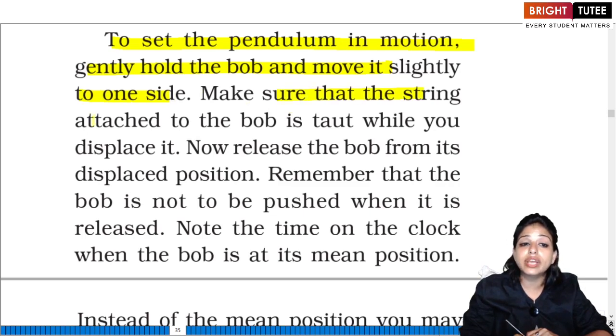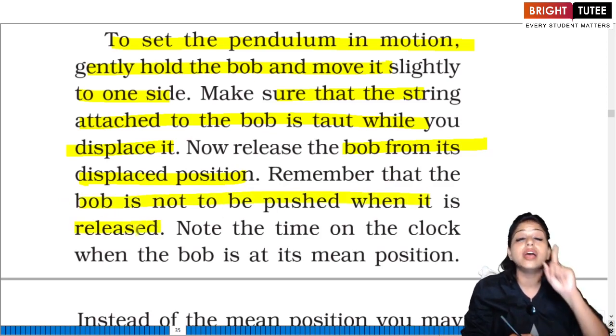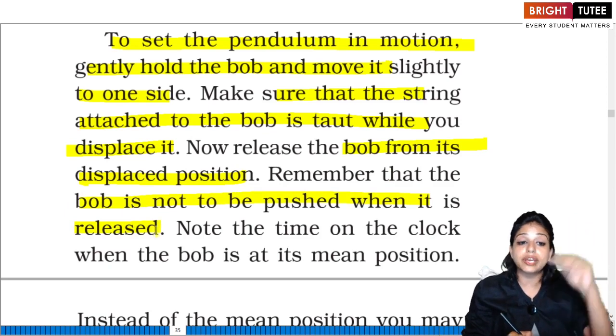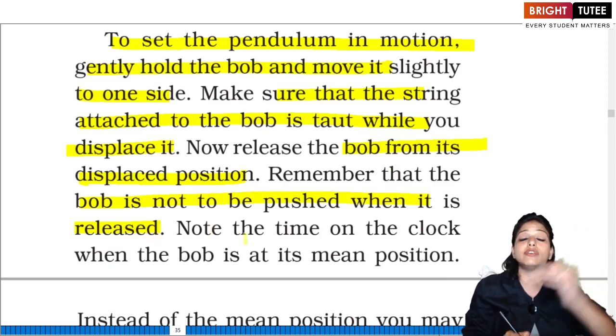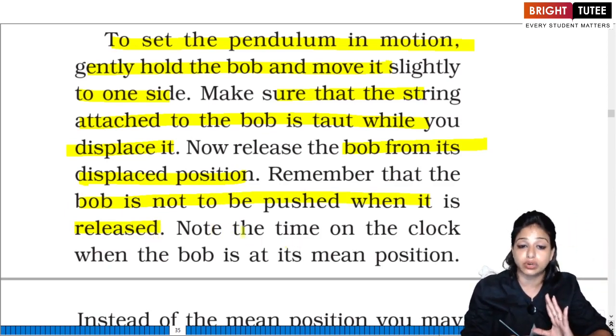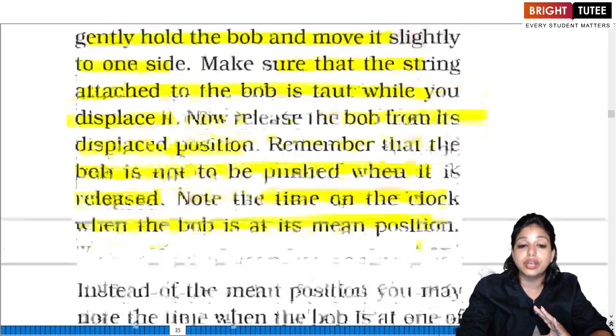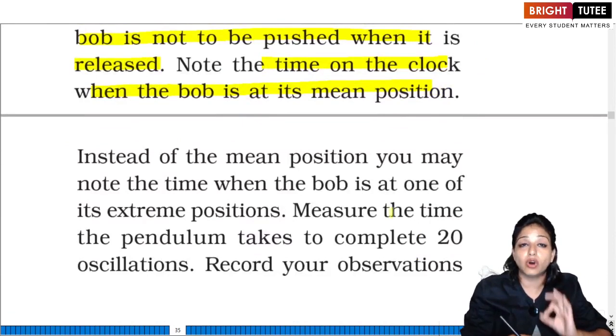Make sure that the string attached to the bob is very tight, and then you can displace it. Now when you release the bob from the displaced position, you will see that the bob starts the to and fro motion. Take care that you are not pushing it; it is executing the to and fro motion on its own.